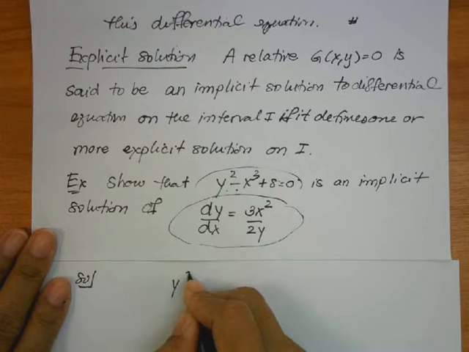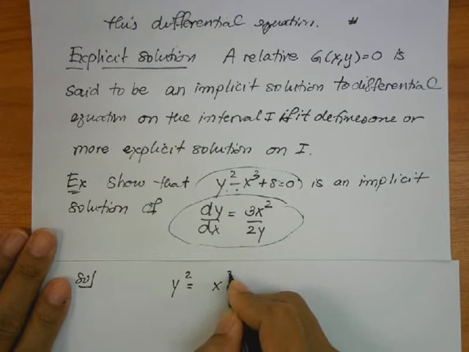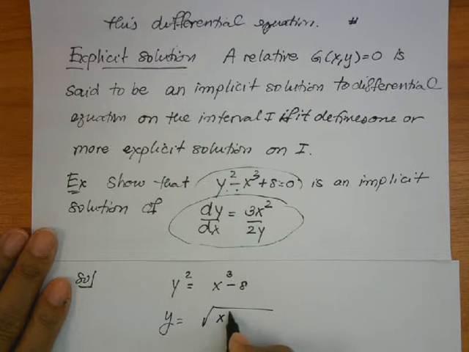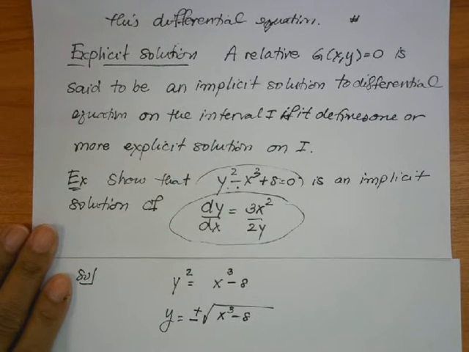y squared is equal to x to the power 3 minus 8. So for y, you take the square root of this term. When you take the square root, you would get two answers, right? Plus and minus. So that means you have two different solutions. So this is implicit. It's not exact, because you can't have only one answer. It's got to be two answers now.